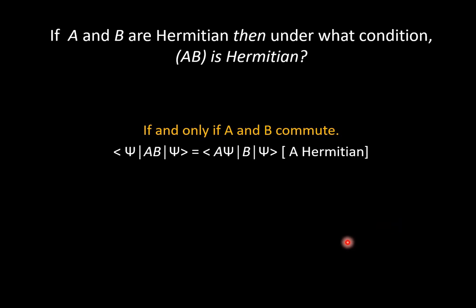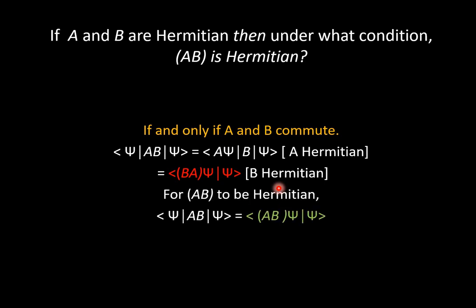Now <psi|AB|psi>, the starting point. Now A and B are Hermitian. So as I mentioned, you can take A from the middle to the left here. So <A psi|B psi>, because A is Hermitian. Now since B also is Hermitian, you can take B to the left here. So it gives you <BA psi|psi>. Okay. So from one side we get <BA psi|psi>.